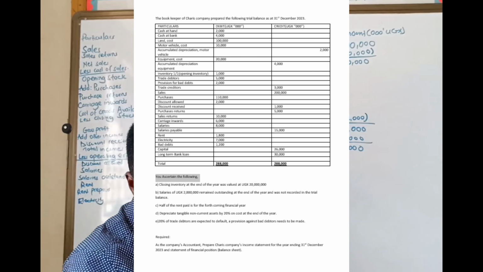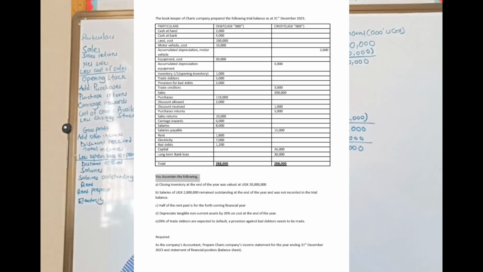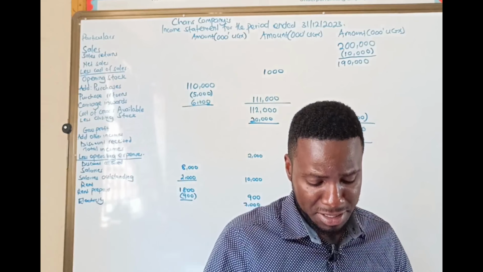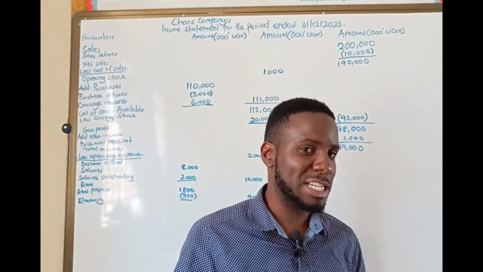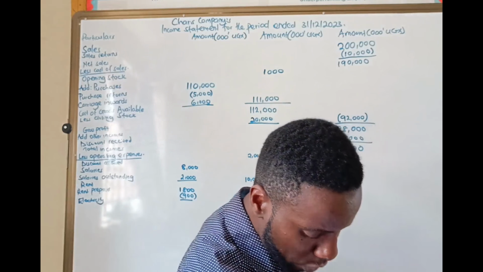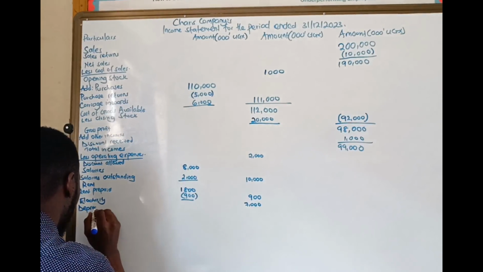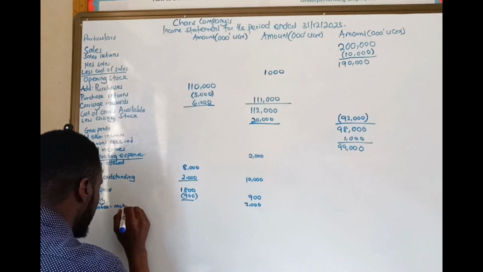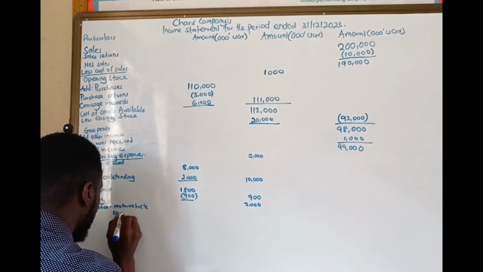Then we have depreciation. Remember, they told us that we're supposed to depreciate intangible non-current assets at 20%, and the tangible assets we have are motor vehicle and equipment. Remember, I told you that land does not depreciate. So that means we are going to have depreciation, one on the motor vehicle and also equipment.